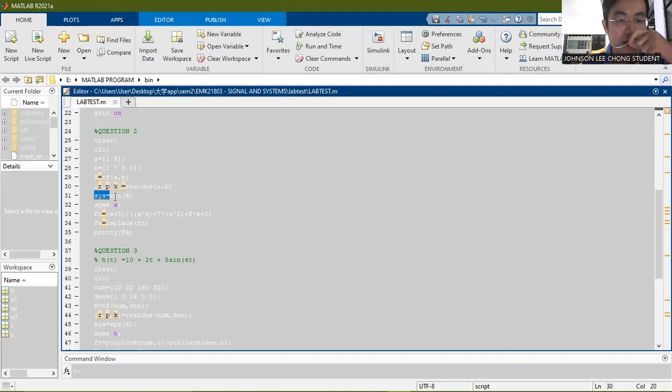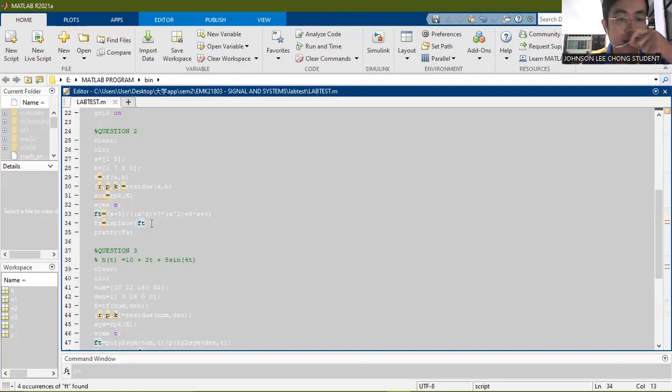Okay, so another one is S equal to ZPK. It means that it uses ZPK to create a zero pole gain model. Okay, and then the syms basically means that I let the system know that I set the character as a symbolic variable. Okay, and this is the calculation based on the Laplace.